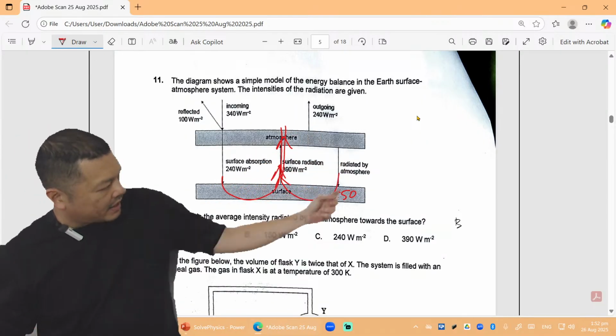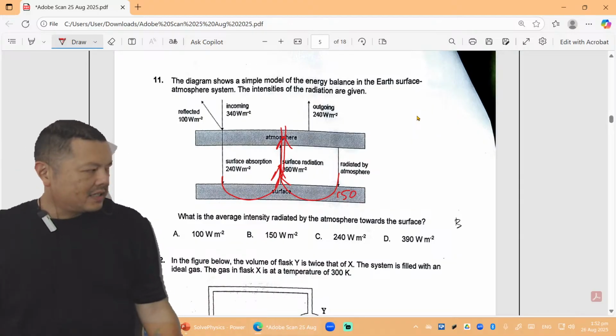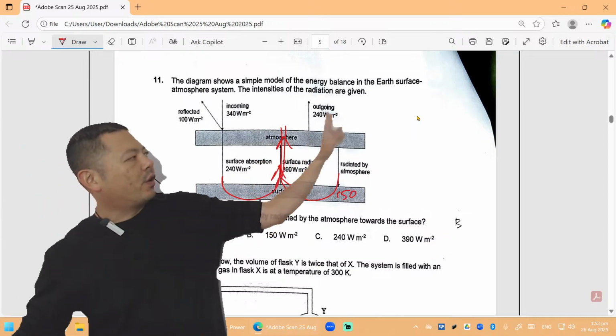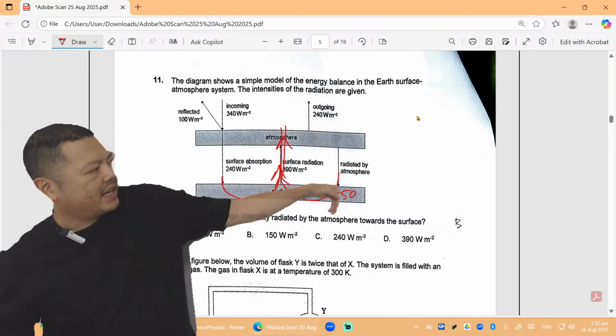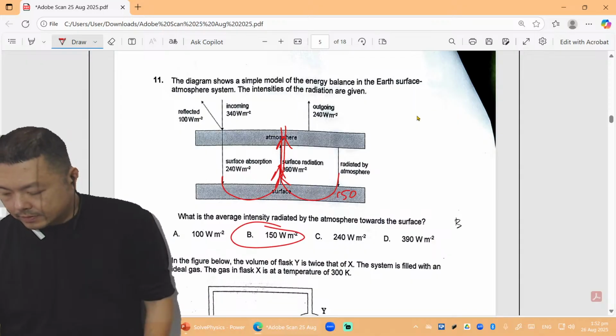But then the 150 is re-radiated back again. Okay? Yeah. This is just a very simplified model. Obviously, the atmosphere should radiate out in all directions, right? Not just absorb in one direction and then radiate in this direction. Yeah, but I guess this is more... So B is the answer for this one.